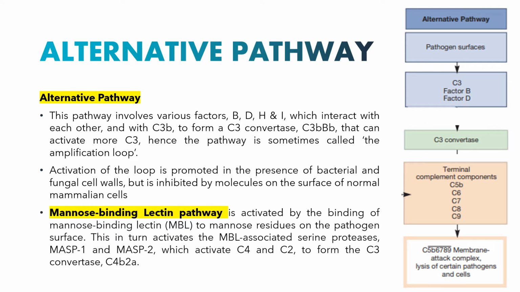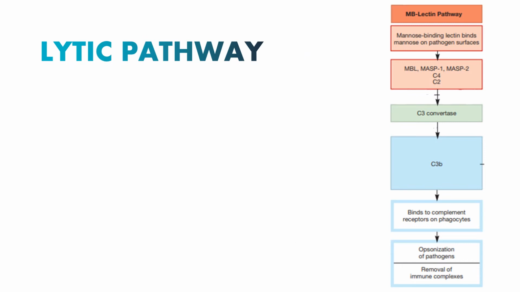The mannose binding lectin pathway is activated by binding of mannose binding lectin to mannose residues on the pathogen surface. This in turn activates the MBL associated serine proteases MASP1 and MASP2, which activate C4 and C2 to form the C3 convertase, which is C4b2a.